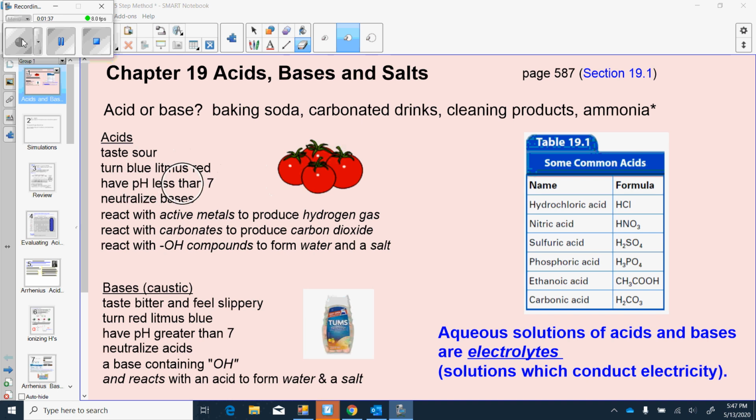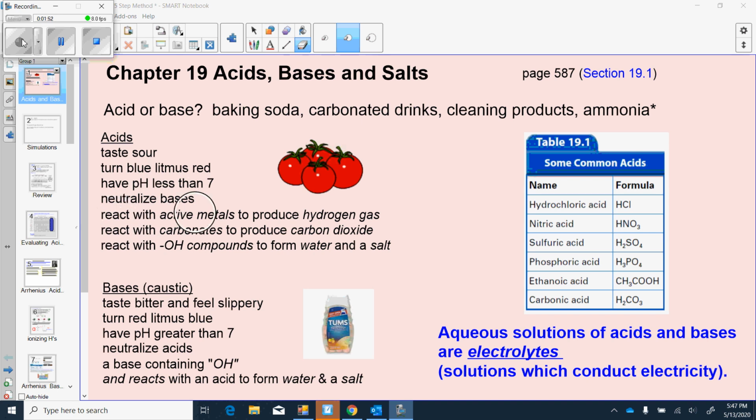They have a pH less than 7. We found that out last week. They can neutralize bases, right? So if you have a basic spill, a spill of a very strong base, you can put a strong acid on it to neutralize that base. It also has some different types of reactions.